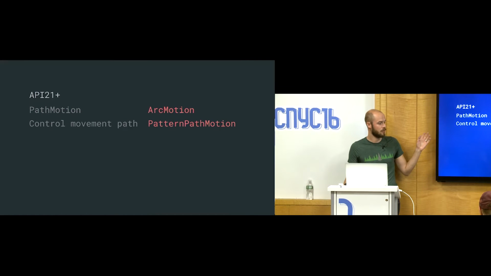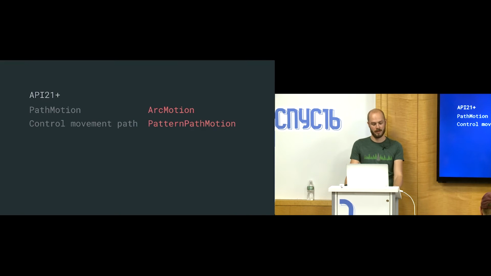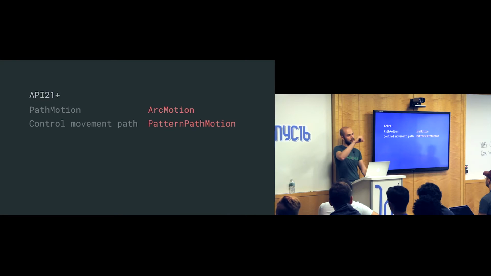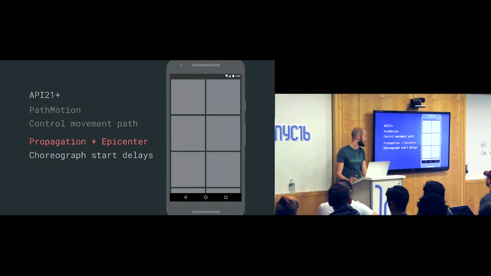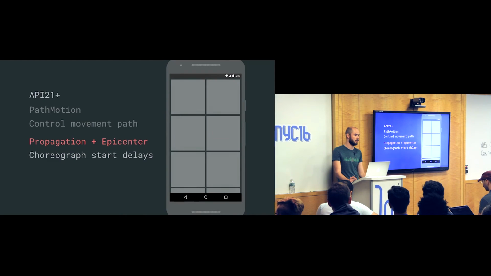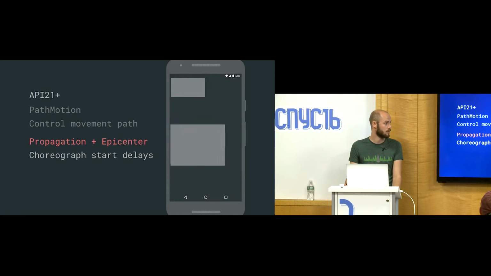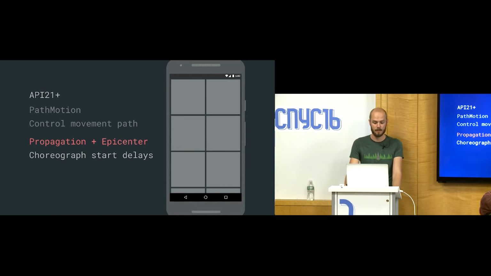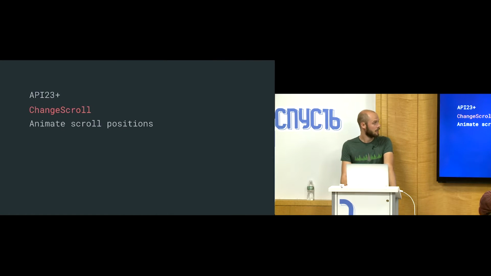But what it does is it moves the view, and one of the most popular is the arc motion, which moves the view in an arc, so it applies some artificial gravity to it. Also the pattern path motion, so you can have views move from one point to another following a path, and even that within curves. Also in 21, the propagation epicenter was added, which is for explode transitions, and you can use those for having staggered removal and entry of views after a transition has been fired. And in Marshmallow, the change scroll was added, which allows you to change scroll positions depending on the changes within the views that you're transitioning from and to.